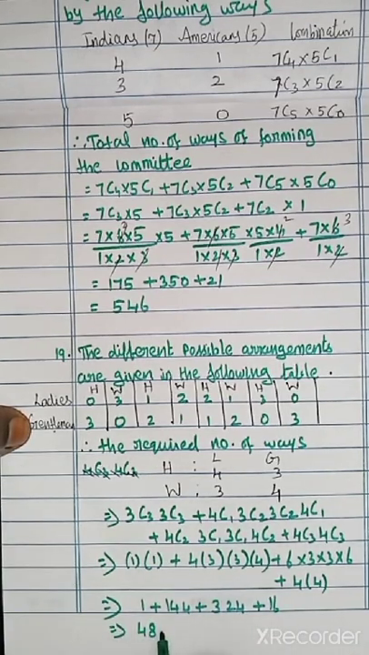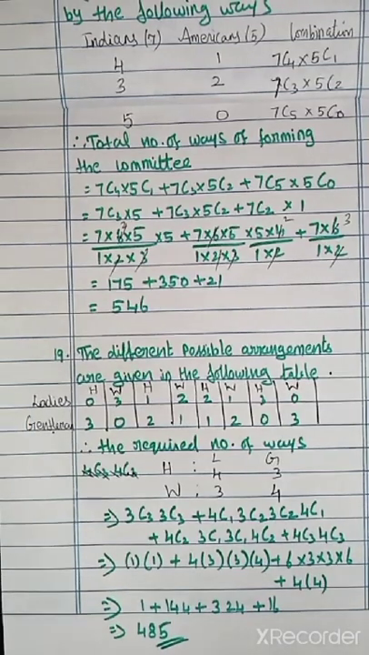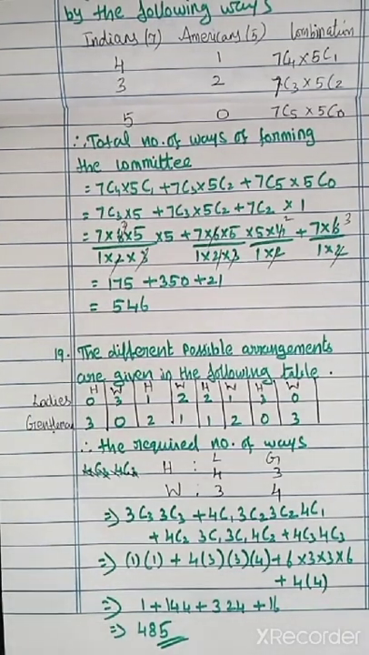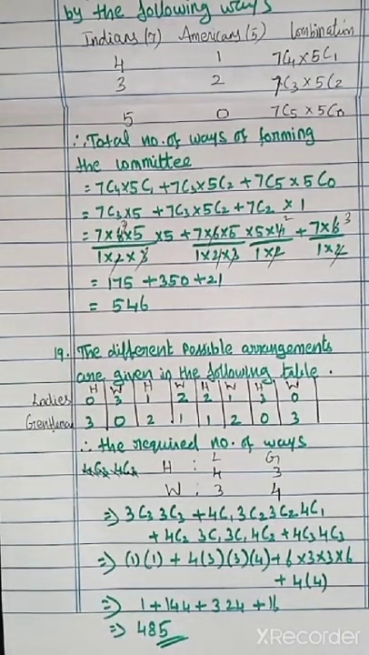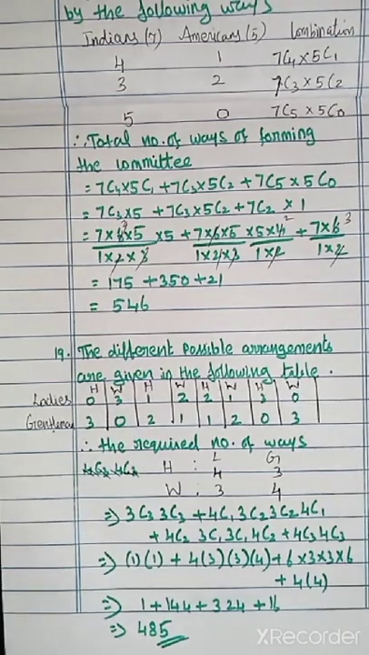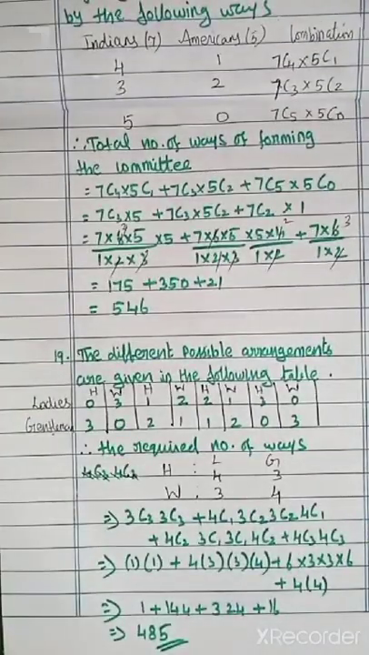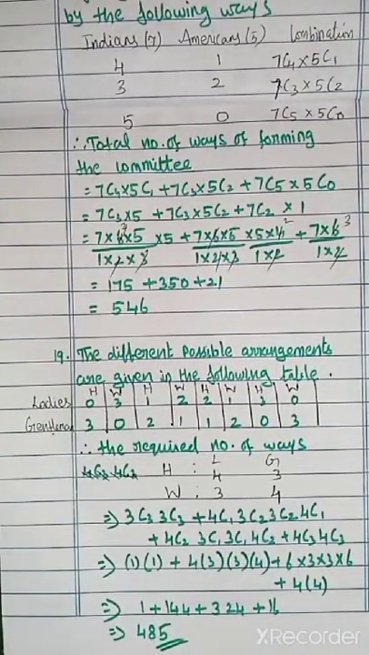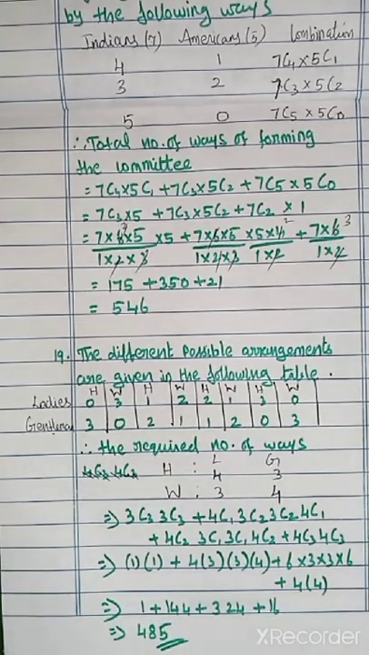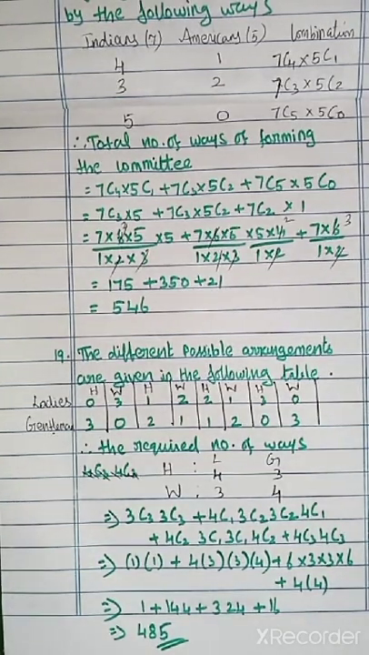which is equal to 485. So 485 ways we can arrange this, to get the 3 of the man's relatives and 3 of the wife's relatives. That's all for today's session. Complete the homework as I have given already. Thank you, students.